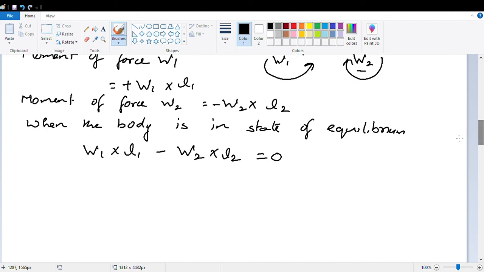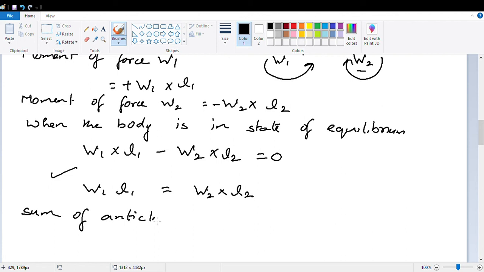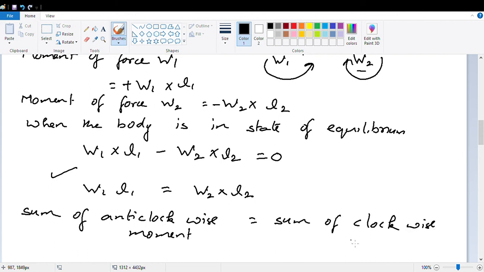So when the scale is not showing any kind of motion, you have got W1 L1 equals W2 L2, and this is basically the sum of anti-clockwise moments, and this is equal to the sum of clockwise moments.